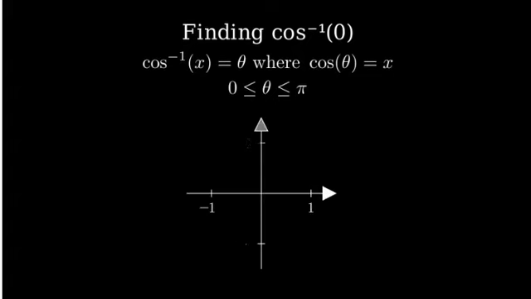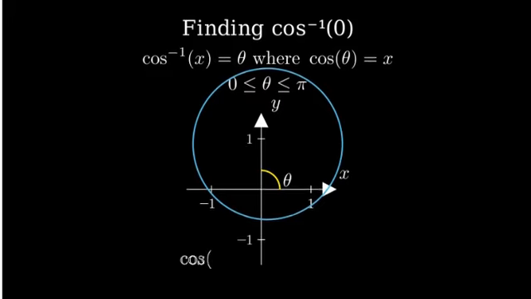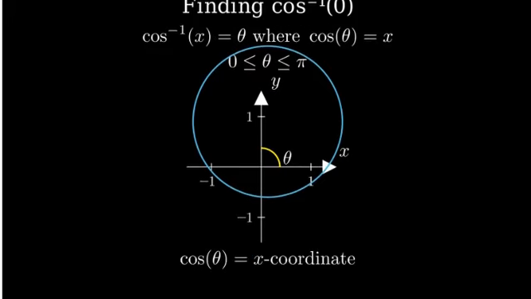Here's our coordinate system, and here's our unit circle. We're looking for the angle theta, where the cosine of theta equals 0. Remember that on the unit circle, the cosine of an angle is the x-coordinate of the point where the angle's terminal side intersects the unit circle. When the cosine equals 0, the point must lie on the y-axis because that's where the x-coordinate is 0.